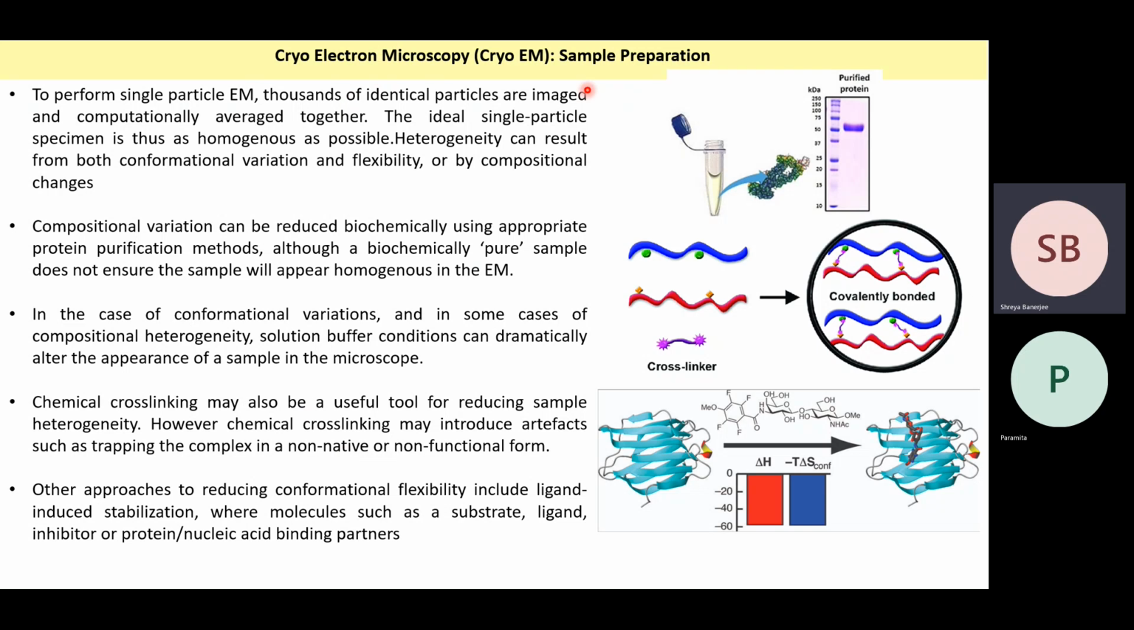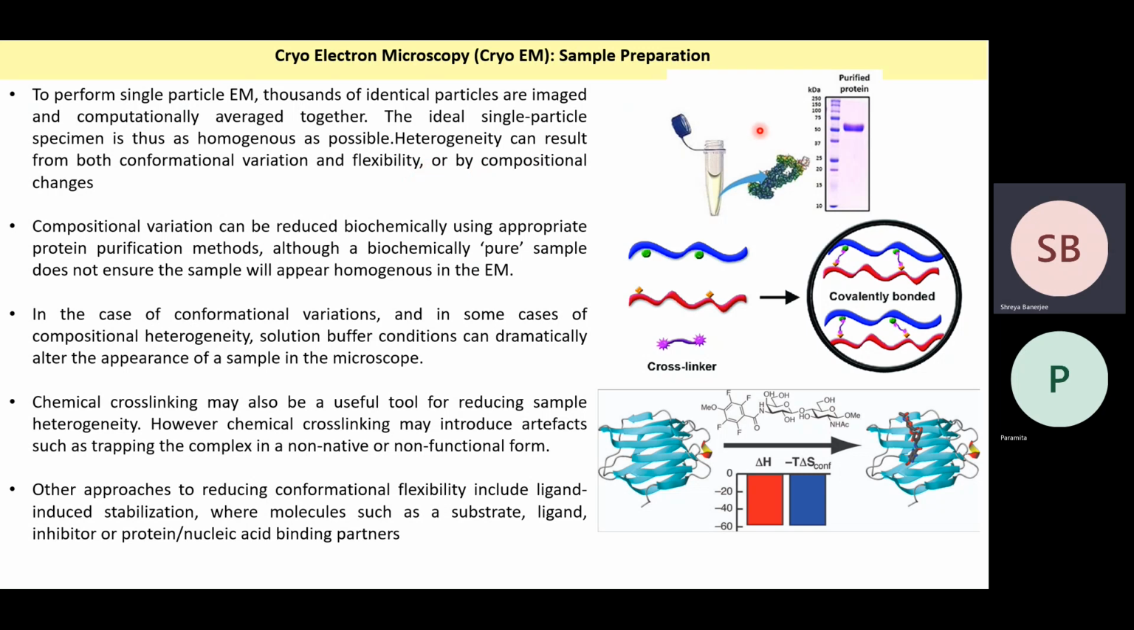So in cryo-electron microscopy, the first step was sample preparation. To perform single particle electron microscopy, thousands of identical particles are imaged and computationally averaged together. The ideal single particle specimen is thus as homogeneous as possible. Heterogeneity can result from both conformational variation and flexibility, or by compositional changes.